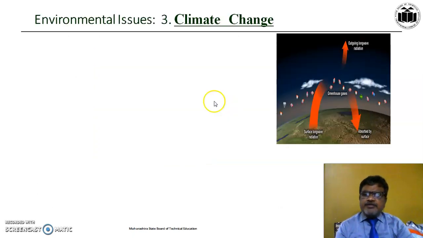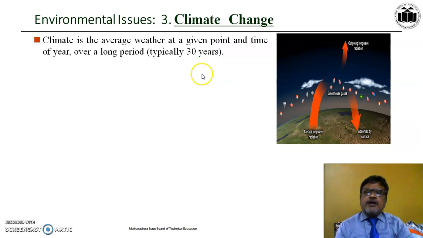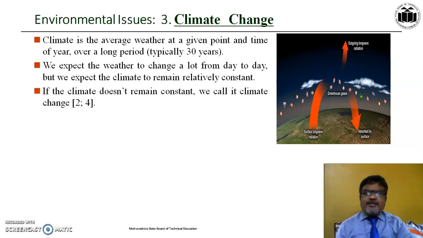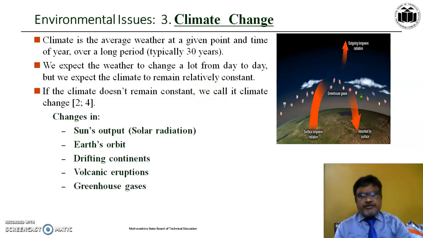Now the third environmental issue is climate change. Climate is the average weather at a given point and time of year over a long period, typically 30 years. We expect the weather to change a lot from day to day, but we expect the climate to remain relatively constant. If the climate doesn't remain constant, we call it climate change.